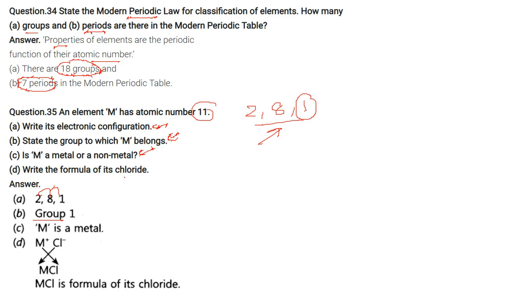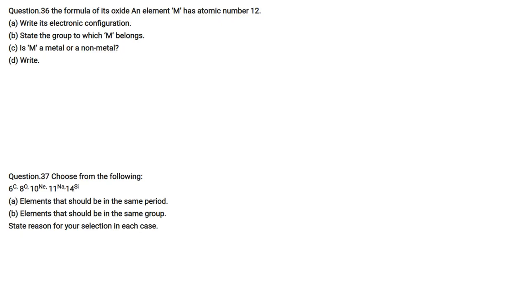Now when it combines with chlorine, it can leave 1 electron and chlorine needs to gain 1 electron. That is why it will be MCl. MCl is the formula of the chloride. Write the formula of its oxide.